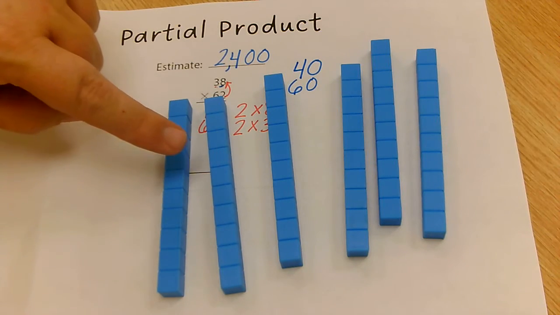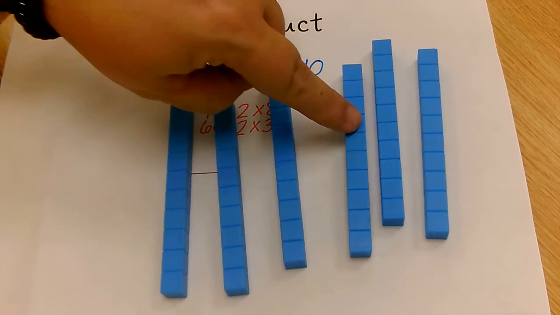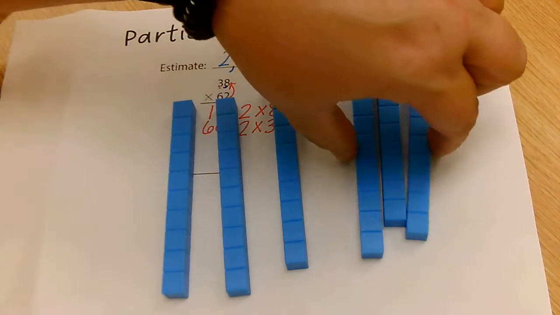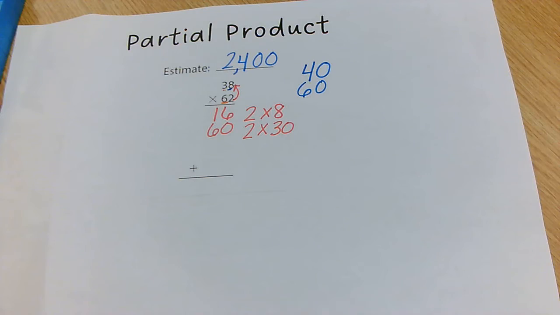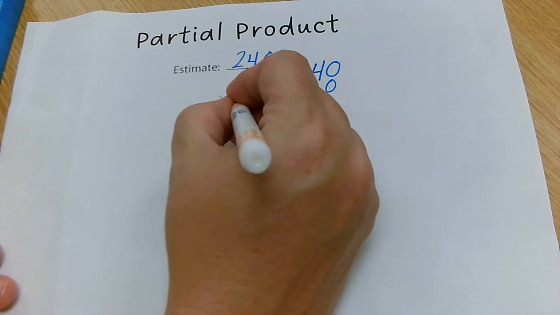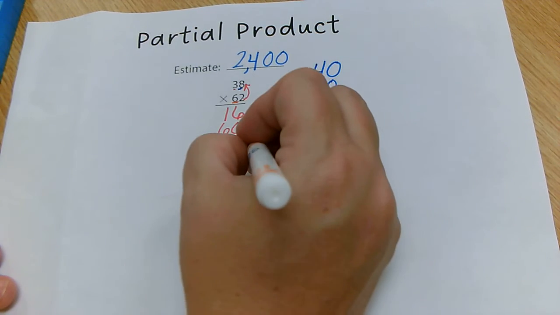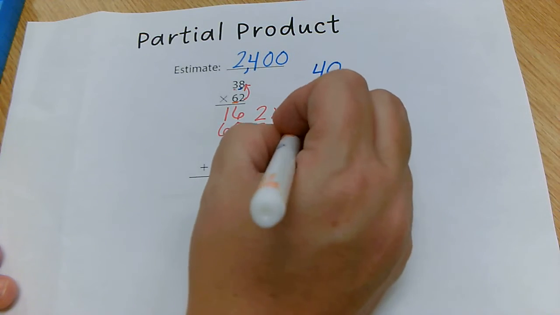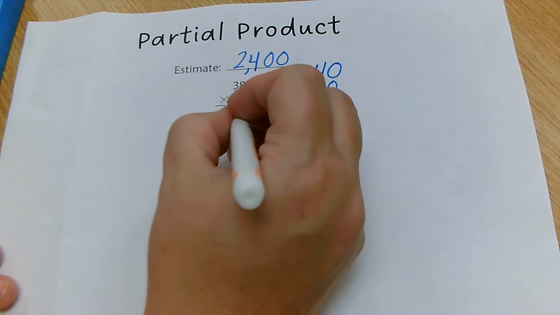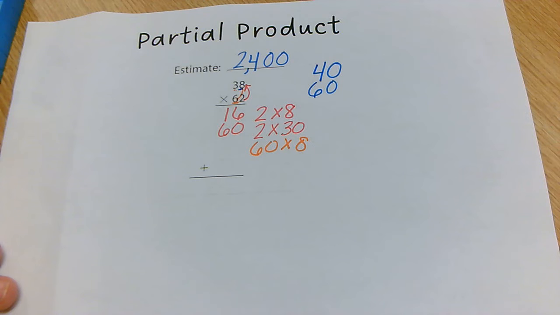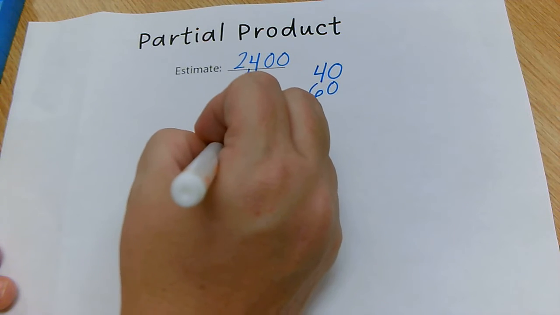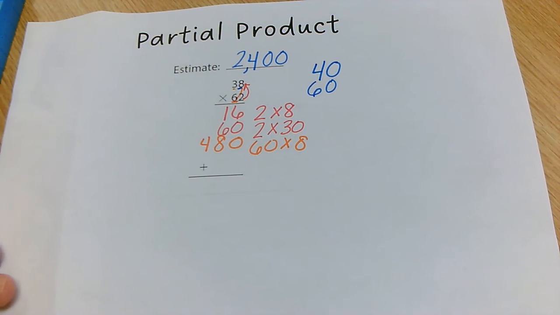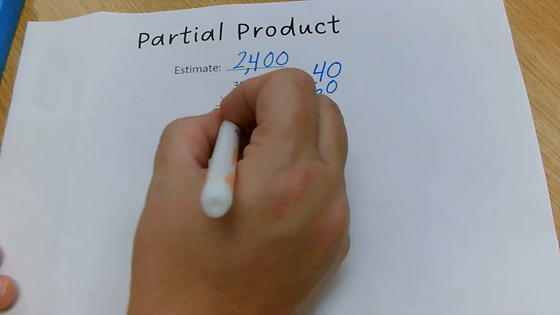How much would this be worth? Well, I'm going to count by tens. 10, 20, 30, 40, 50, 60. So 6 tens would be worth 60. So this number is worth 60. So I'm going to say 60 times 8, because that 6 has to talk to that 8. Okay? So I know that 6 times 8 is 48, but I have a 0 here, so that would make it 480.